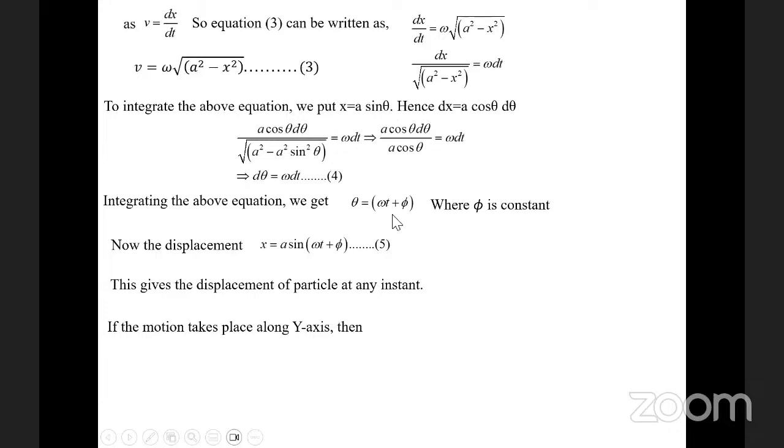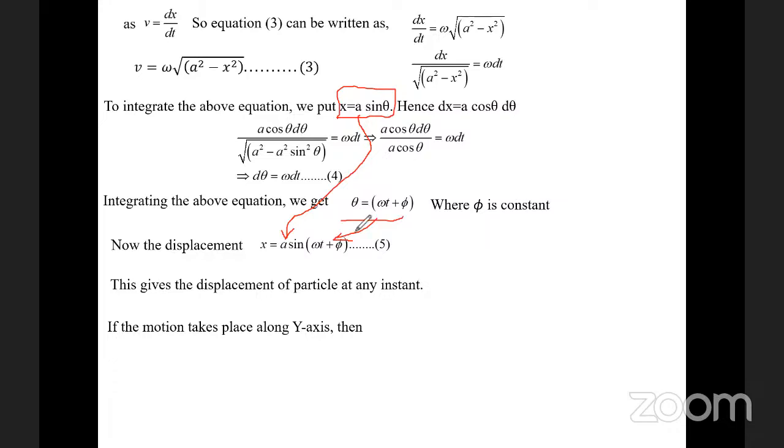What is the value here? Why have you written it here? Again, I am going to show here. You got the x value: x is a sin theta. What is theta? This one. Is it clear now?